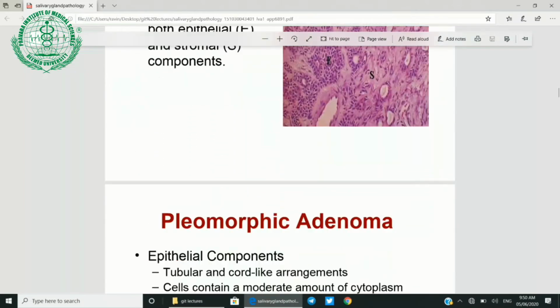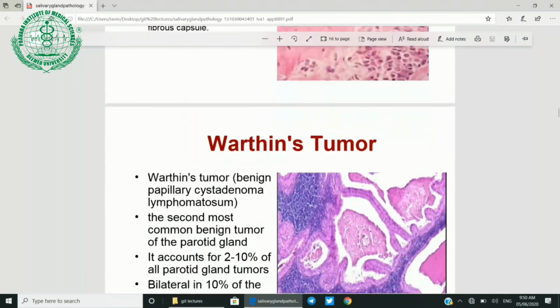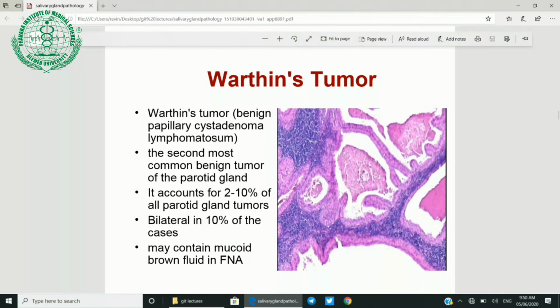I'll show you a few more presentations so that the concepts become clear. The second most important tumor you should remember in salivary gland is Warthin's tumor. As undergraduate students, this is a very important tumor, Warthin's tumor. This is also called a benign papillary cystadenoma lymphomatosum. And if you remember this name, it becomes very easy to understand the microscopy.